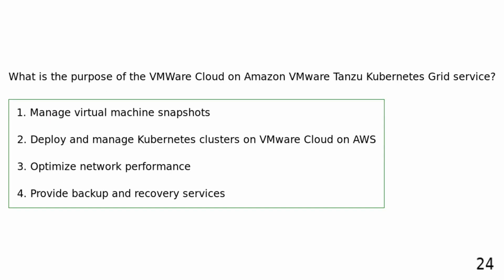What is the purpose of the VMware Cloud on Amazon VMware Tanzu Kubernetes Grid Service? Manage virtual machine snapshots. Deploy and manage Kubernetes clusters on VMware Cloud on AWS. Optimize network performance. Provide backup and recovery services.